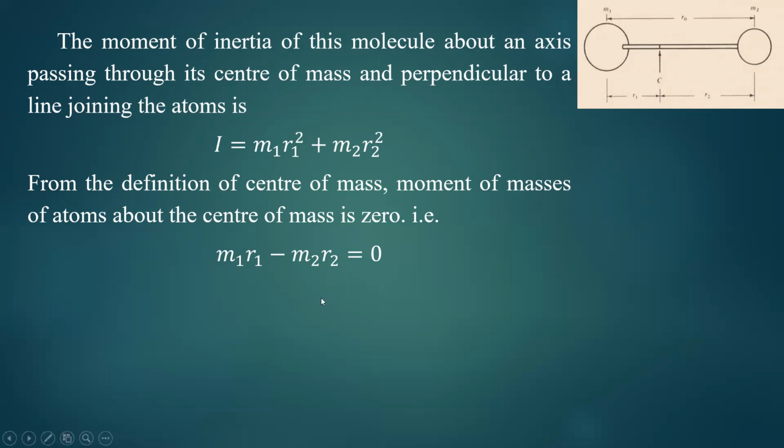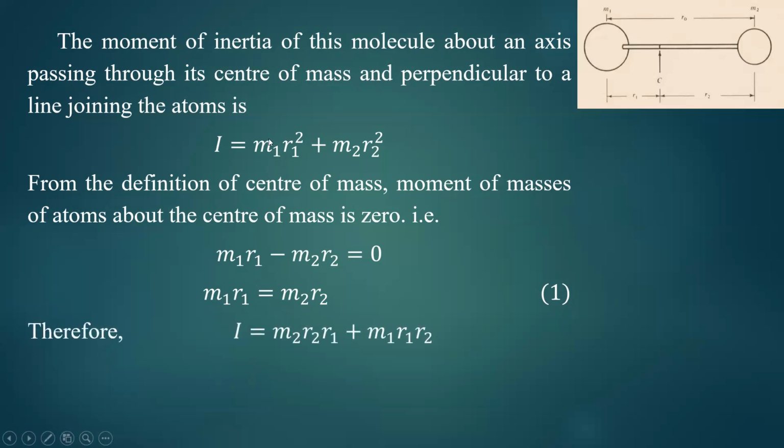That's why the algebraic sum of moment of masses should be equal to 0. That gives rise to m1 r1 minus m2 r2 equal to 0. So it implies m1 r1 equals m2 r2. Take this as equation 1.